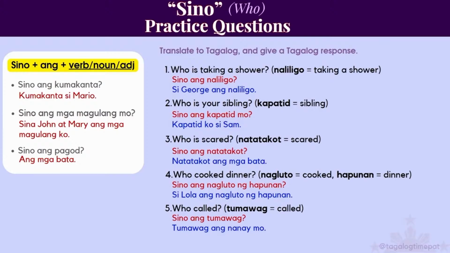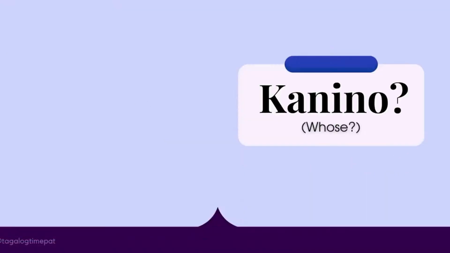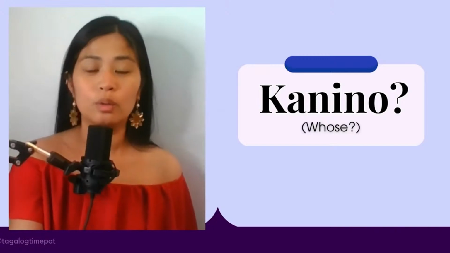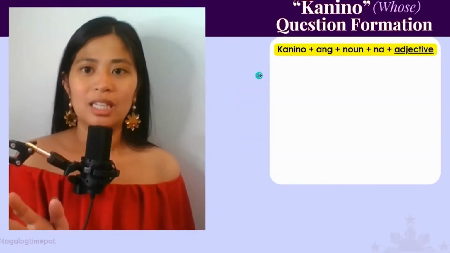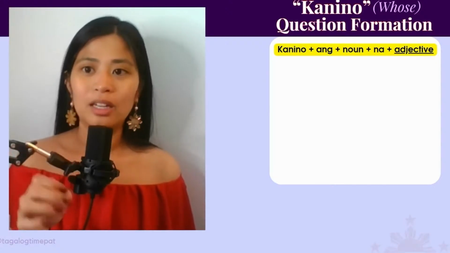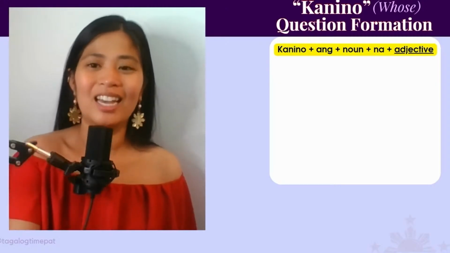Okay, so try to keep it simple when you can, but hopefully you can see the patterns that you can use when you're making a question and then answering a question. All right, the next question word that we are going to learn is kanino. Kanino means whose. It could be used like this. Kanino, then the word ang, then the noun, then na, and then an adjective. I know that's a lot. Let's take a look at it in action.